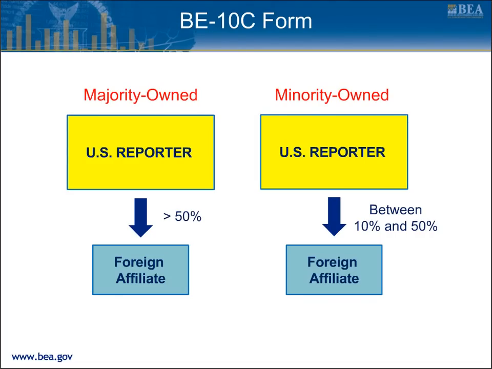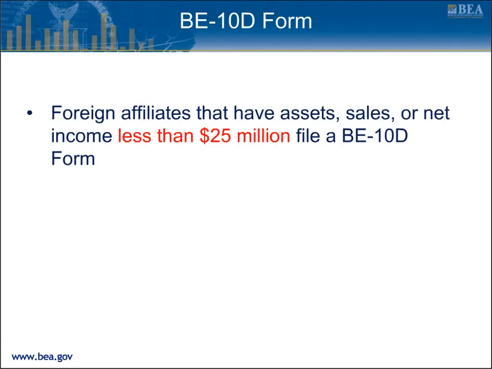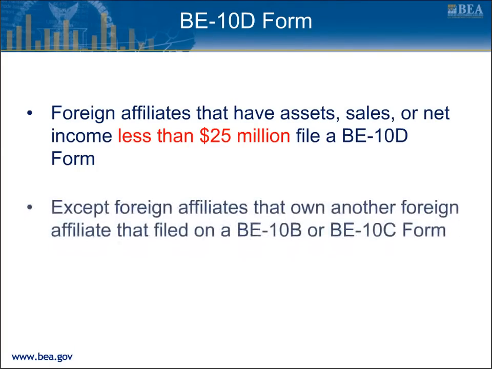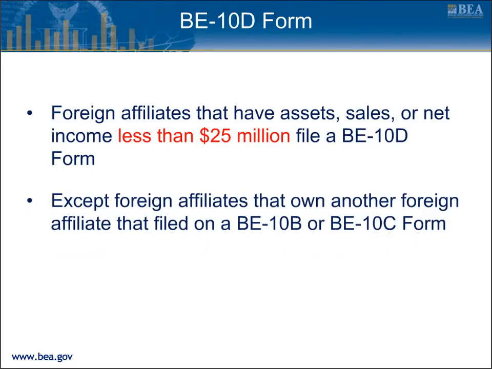The BE-10D form collects data for foreign affiliates that have assets, sales, and net income that are all less than $25 million. However, foreign affiliates that own another foreign affiliate that was filed on a BE-10B or BE-10C form must file a BE-10C form instead of BE-10D.